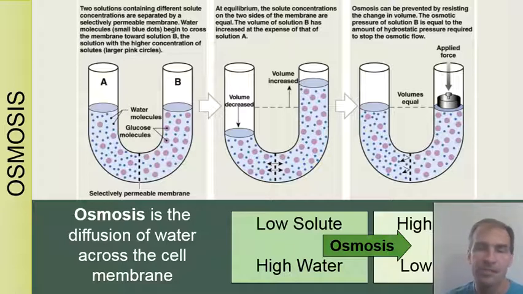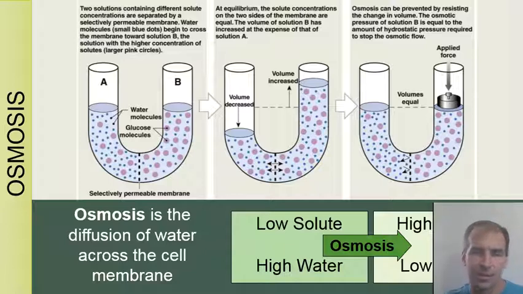But the idea is that there is movement of something, in this case, across the cell membrane. Now, what makes osmosis unique is that we're talking about the movement of water, and we're talking about the movement of water across a semi-permeable membrane. That's going to allow movement of water, but maybe not necessarily solute.